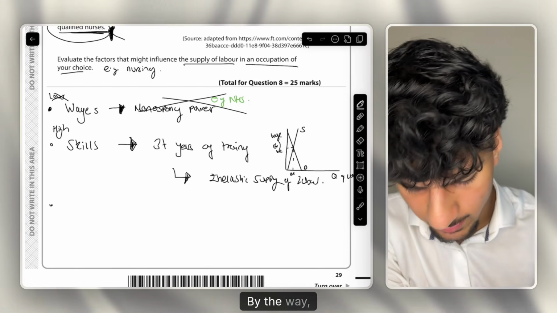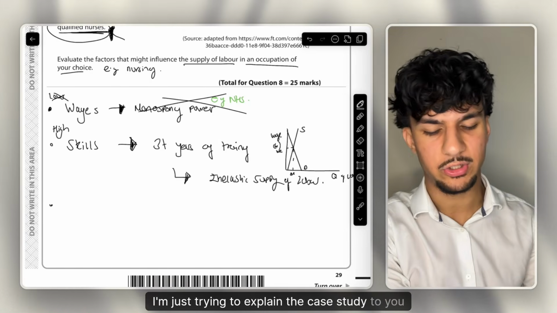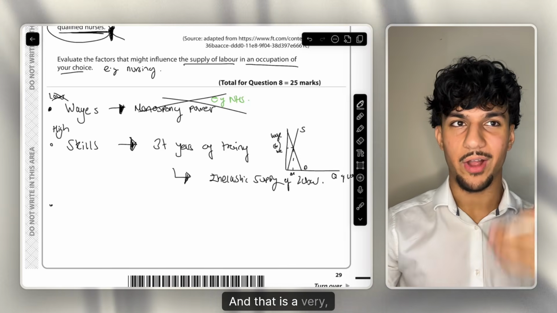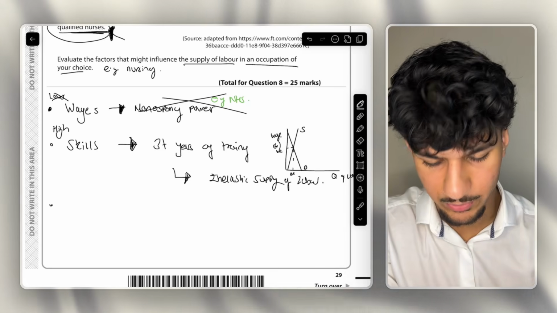So the way I would do it, by the way, with this question, I'm just trying to explain the case study to you, since of course lots of labour markets questions will be worded differently, and that is a very, very good case study and a very good thing to know.